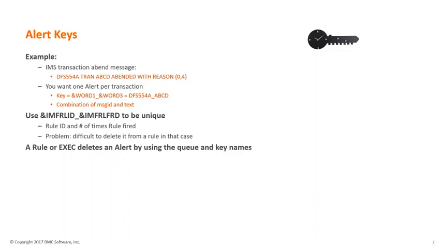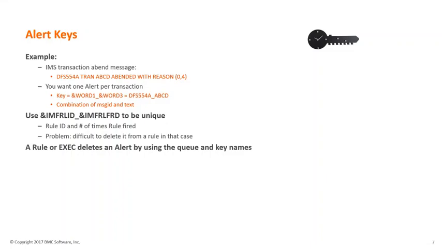Let's consider an example of using an alert key. In this instance, we want to trap a message where an IMS transaction ended, and you can see here that's the DFS554A message. We're going to trap the message ID, which is word 1, and then append to it word 3, which is the transaction name, ABCD. If I set my key to &word1_&word3, that will result in a key called DFS554A_ABCD. And that's a well-formed standard that will generally provide you with the uniqueness you're looking for.